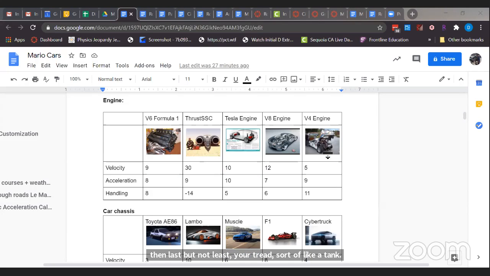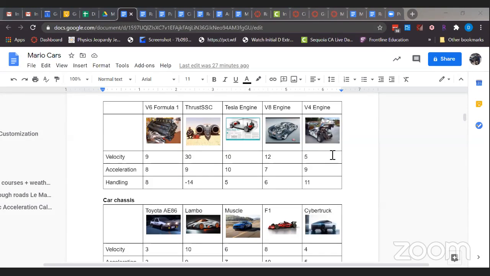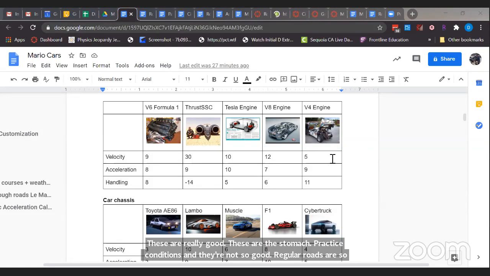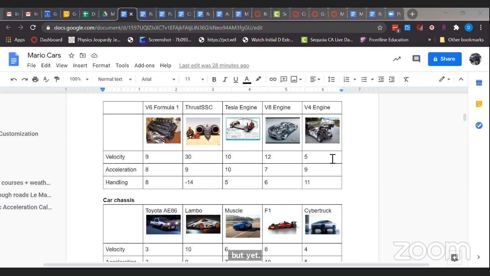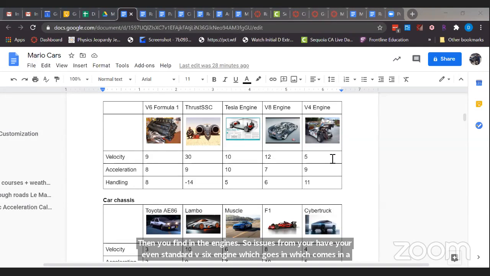But yeah. Then you have 5 different engines to choose from. You have a standard V6 engine, which comes in a Formula One car. You have the Thrust SSC. This is a jet engine that is used on the fastest land vehicle of all time. It can travel up to 770 miles per hour. Because of this, you have really insane top speed and really insane acceleration. And because it is a jet engine, you have horrible handling. You can't really do corners well.